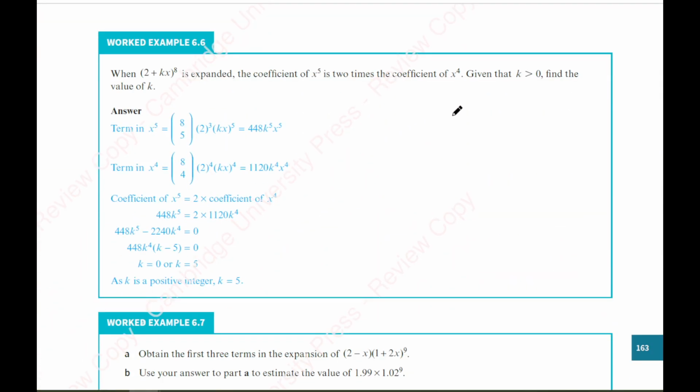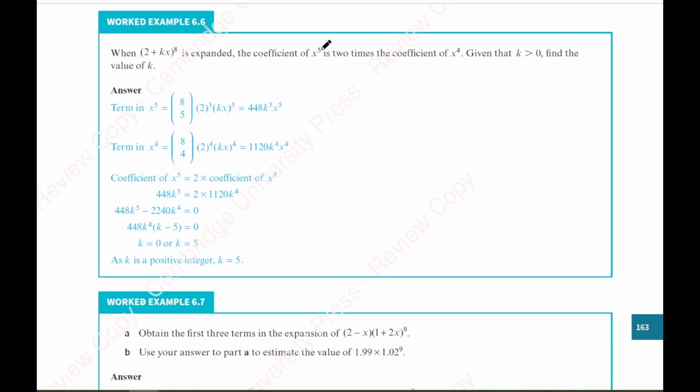And another example you can see here, what we have is, when 2 plus kx to the power of 8 is expanded, the coefficient of x to the power of 5 is 2 times the coefficient of x to the power of 4. So here you need to find two coefficients and put them together, showing that one is 2 times larger than the other. And you know that k is larger than 0. So it's also quite easy.